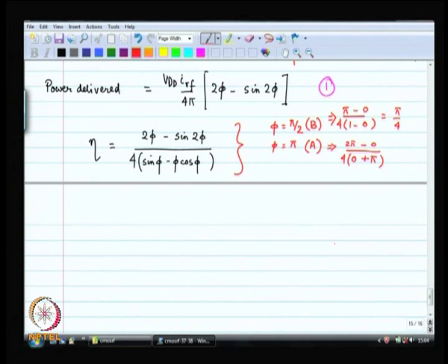Okay. So, you get 2 pi by 4 pi, which is exactly equal to half. Remember, we did this in the previous lecture, right. The efficiency of a class A system is at max 50%. Why is this at max? Because of this.